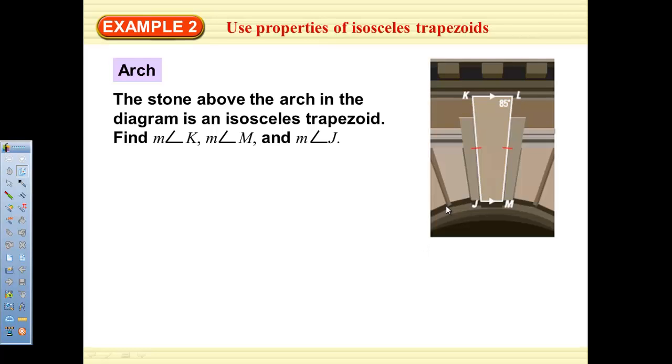Now we're going to look at the properties of an isosceles trapezoid. Remember that an isosceles trapezoid has one set of parallel sides, and then the two other sides are congruent. So in this case, we know that these two sides, which we call the legs, are congruent, and the two bases are parallel.